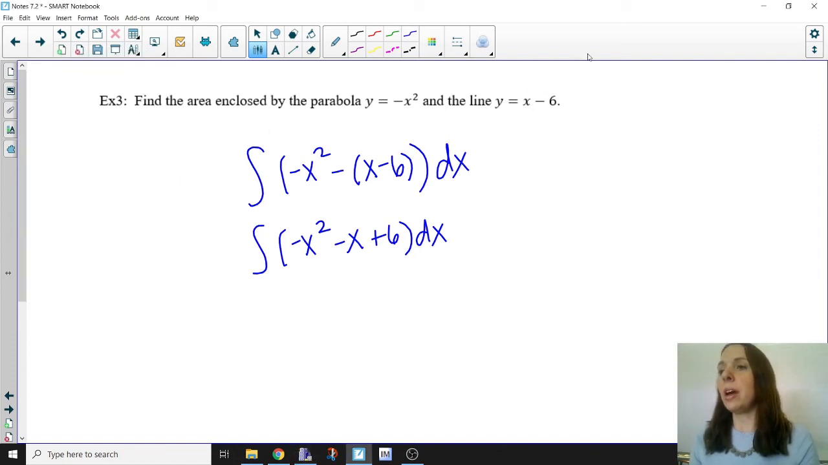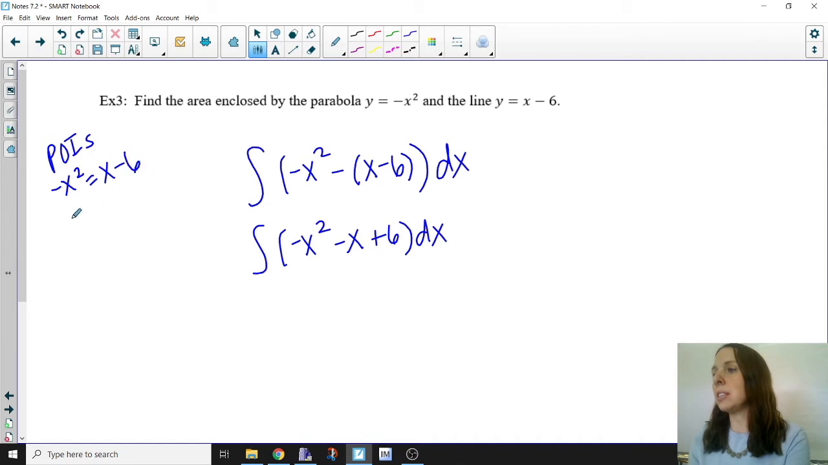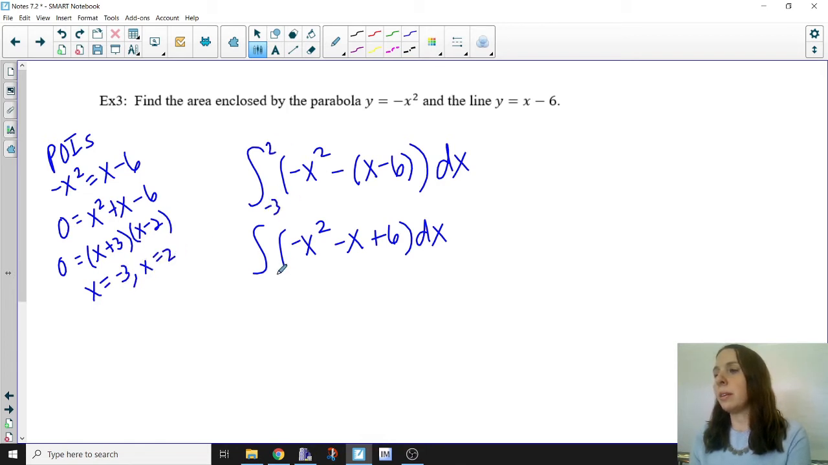If you were not using a graphing calculator, you would just set these functions equal to each other. Find the POIs, points of intersection, not points of inflection, points of intersection. And that would come from solving the equation negative x squared equals x minus 6, or 0 equals x squared plus x minus 6. That could be factored pretty easily. What would it be? Plus 3, minus 2. And so x equals negative 3 or x equals 2 are your limits of integration, the points of intersection and the limits of integration.